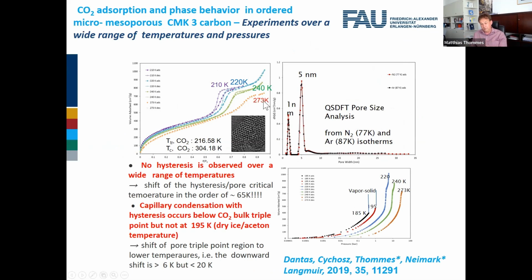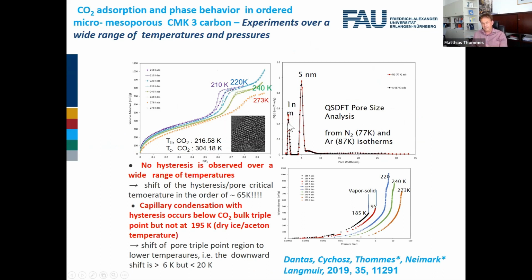We are still 30 degrees below the critical temperature of CO2. We see condensation without any hysteresis here, and we need to go to extremely low temperatures to see the development of hysteresis. And we see vapor-liquid phase transitions here actually below the triple point, which is 216 Kelvin.